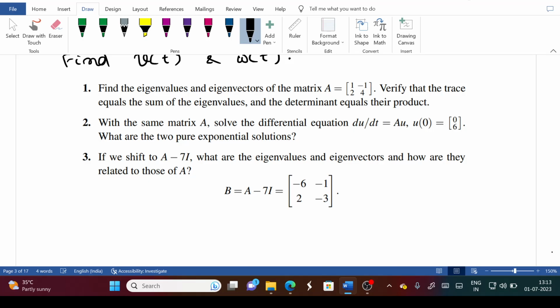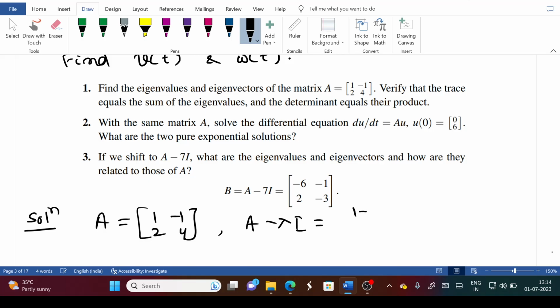So as usual, solution: first of all we'll find out the eigenvalues, then we'll find out the eigenvectors. A is equal to [1, -1; 2, 4]. The first problem we will do the traditional way, and the rest directly. If it is a 2 by 2 matrix, we can directly write the characteristic equation, but this problem I will write in a traditional manner.